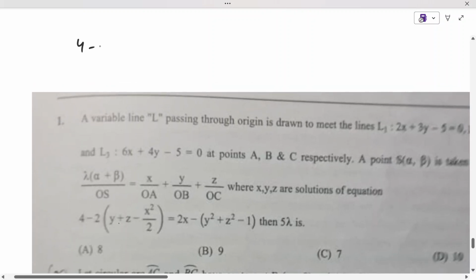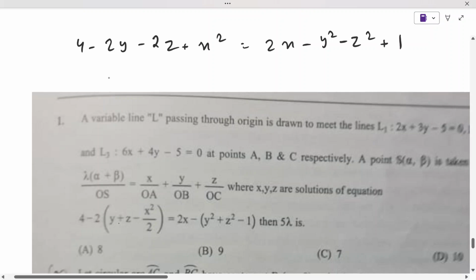What is that equation? 4 minus 2y minus 2z plus x square should be equal to 2x minus y square minus z square plus 1. Just transfer the side. Open what? y square plus z square. Just a second. Minus 2y minus 2z minus 2x plus 3 equal to 0.